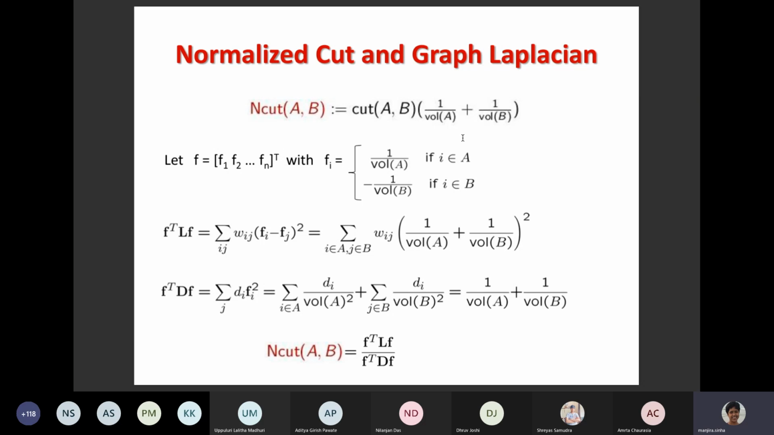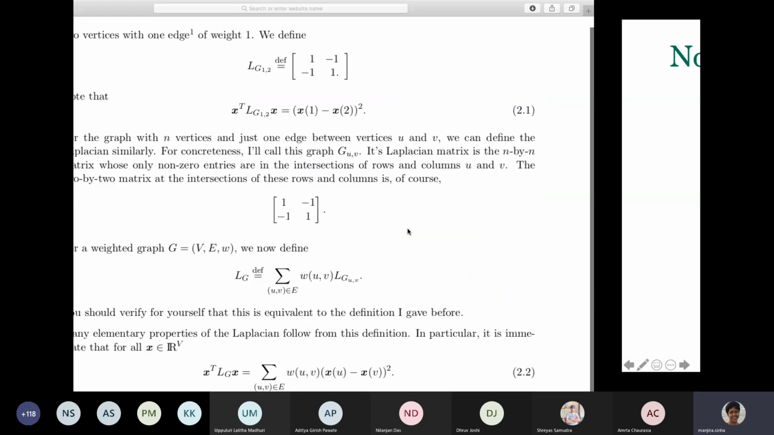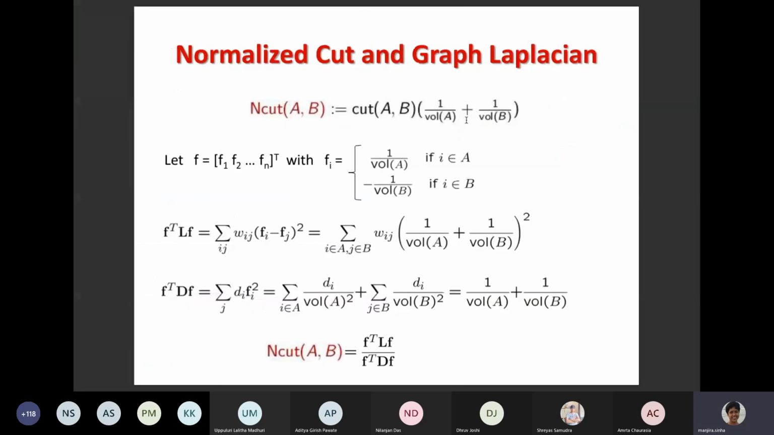So now let us move into the normalized cut graph problem. Normalized cut is, as we have seen, defined as the cut of A comma B times 1 by volume of A plus 1 by volume of B. In this case, what he has not done is the summation. So this is the same as this. Sorry for the slide.